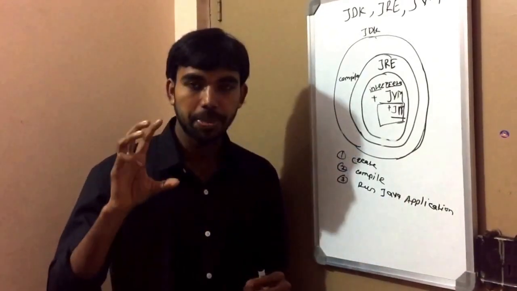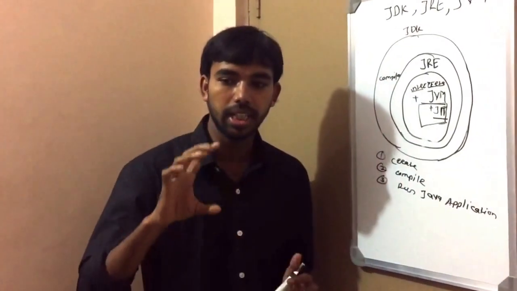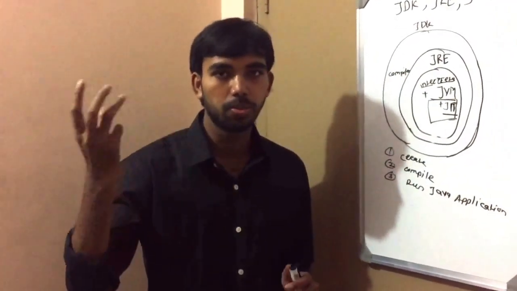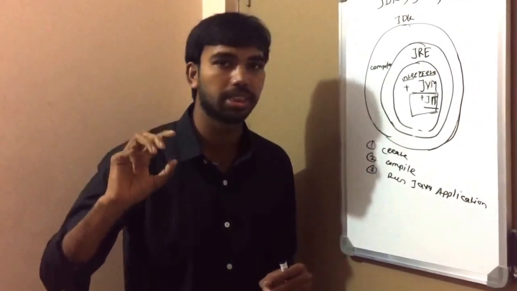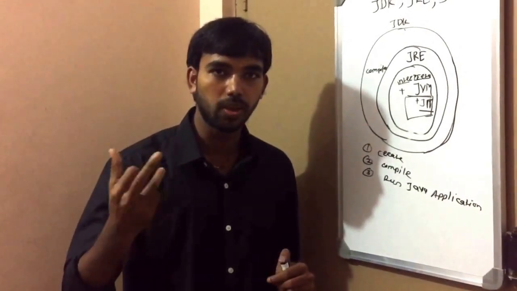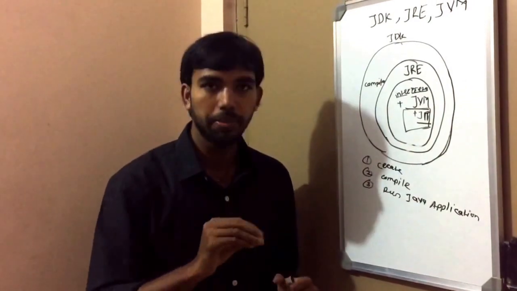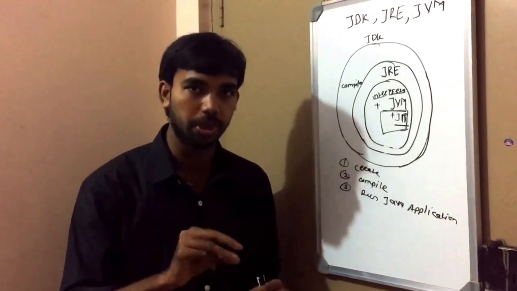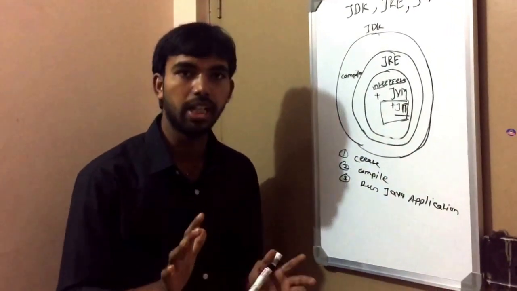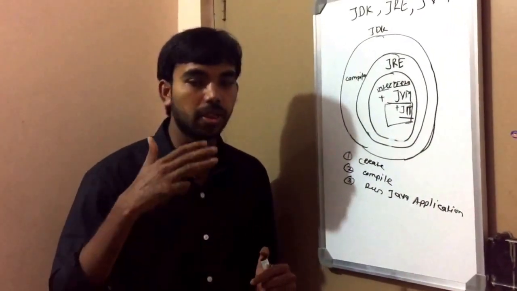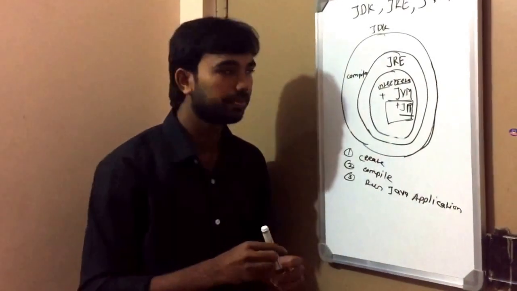JIT captures the methods which are frequently called by our application, and converts those methods into their respective machine code, and that machine code is stored in some place. Whenever that method gets called, it will give that machine code to the JVM, and the JVM puts that machine code into our final machine code. So the frequent conversion from byte code to machine code is avoided by JIT.